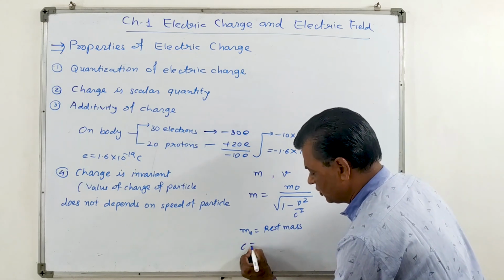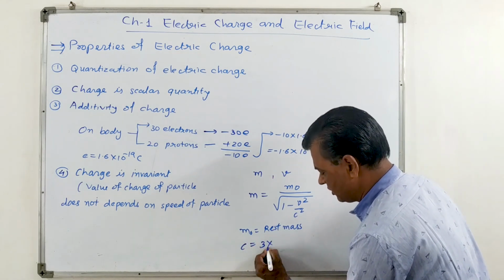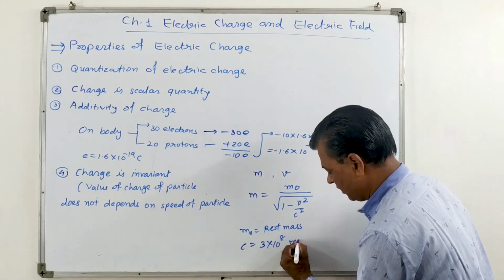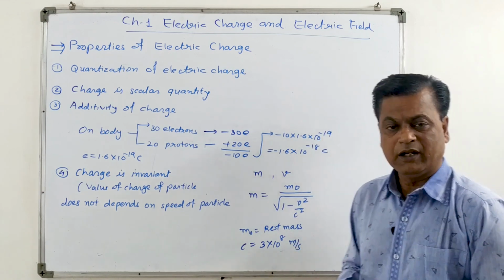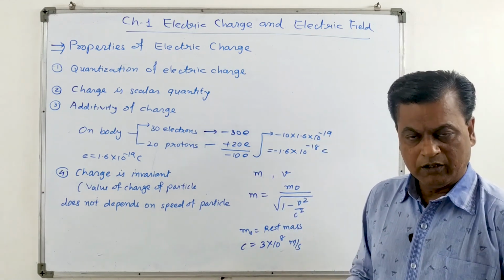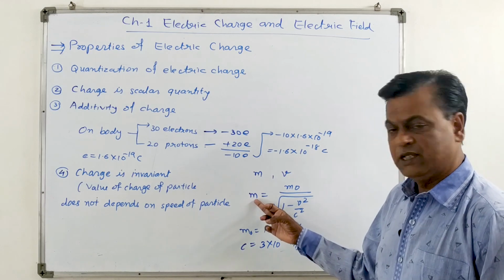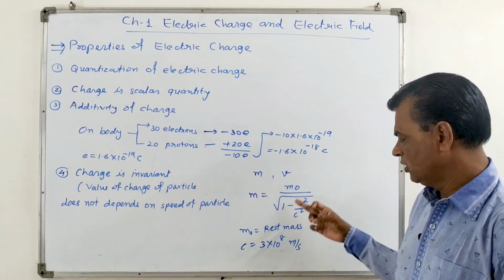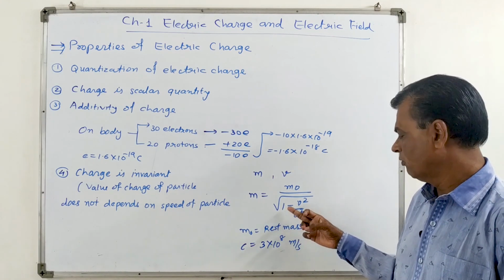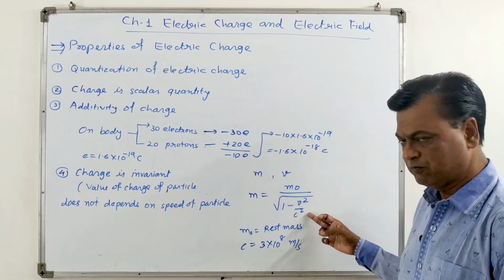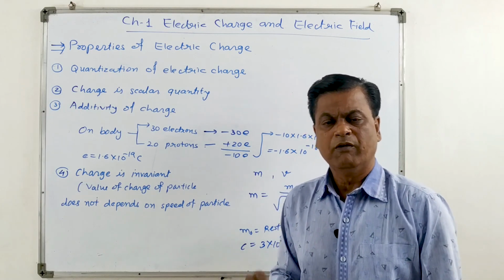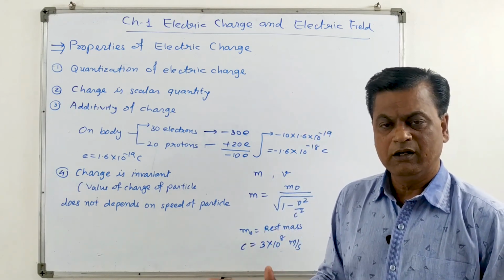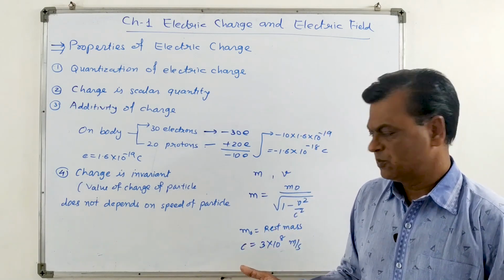And c is the speed of light and its value is 3 into 10 raised to 8 meter per second. So when a particle is in motion, its mass increases according to this equation, m equals m0 upon under root 1 minus v square upon c square. But the value of the charge on a particle does not depend on its speed.